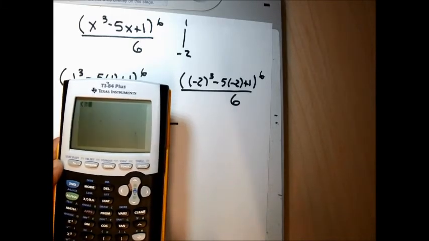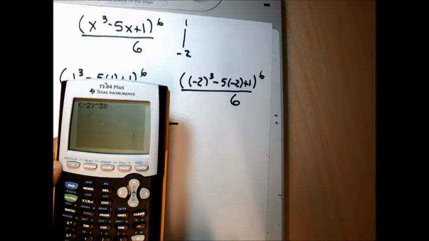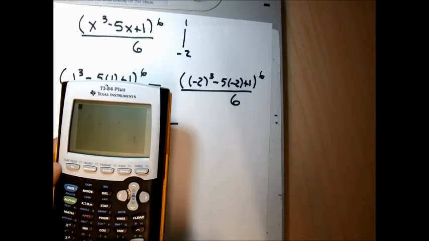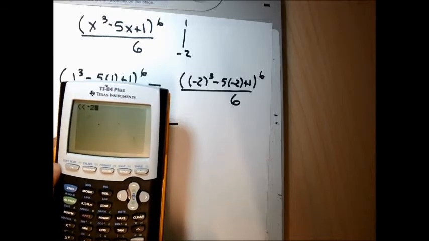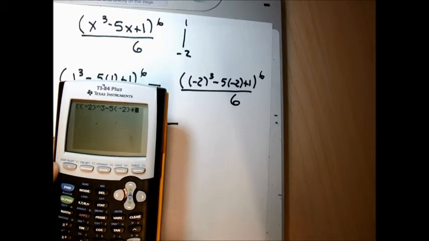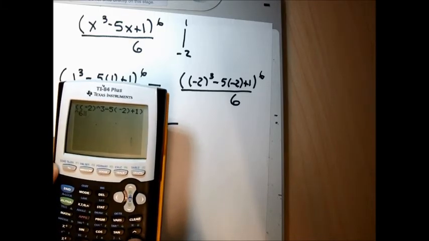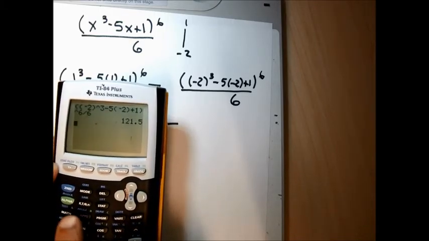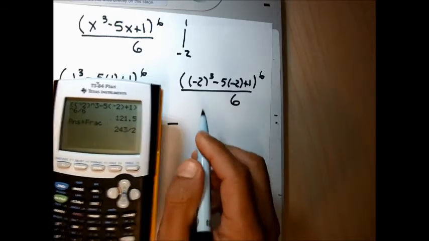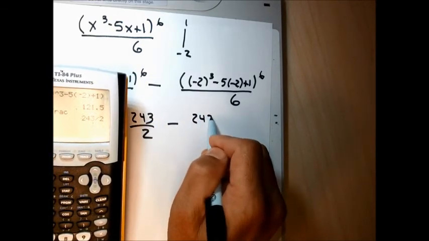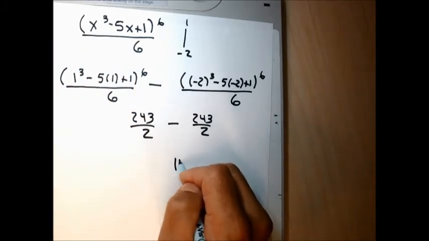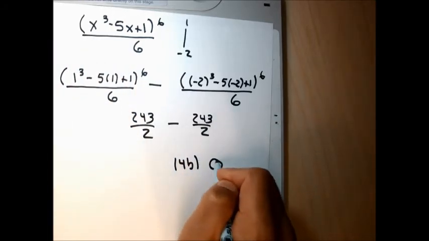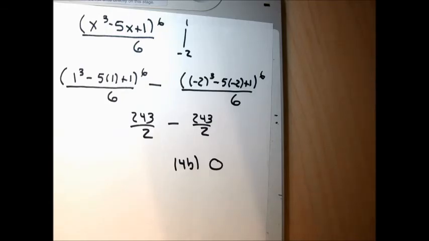So parentheses negative 2 up arrow 3. I needed an extra parentheses and then parentheses negative 2 up arrow 3 minus 5 parentheses negative 2 plus 1 up arrow 6 divided by 6. I get the exact same number of 243 over 2. So my answer to part 14b is 0, which is beautiful.